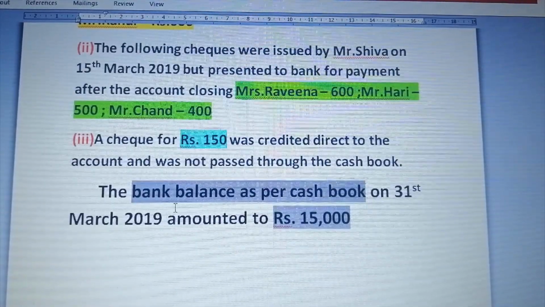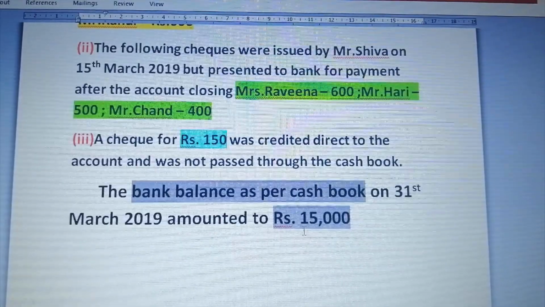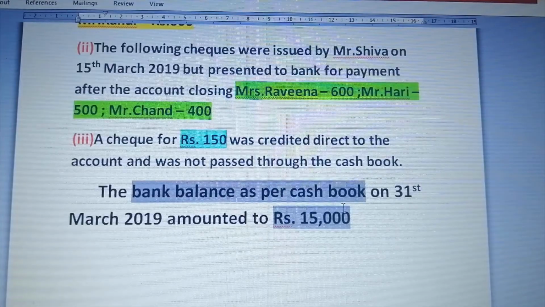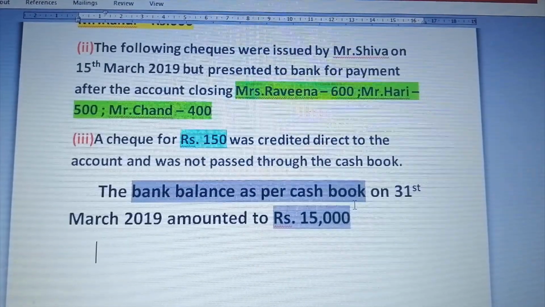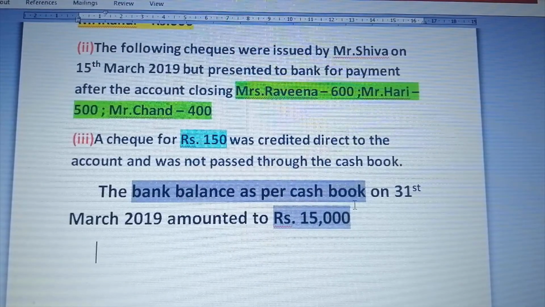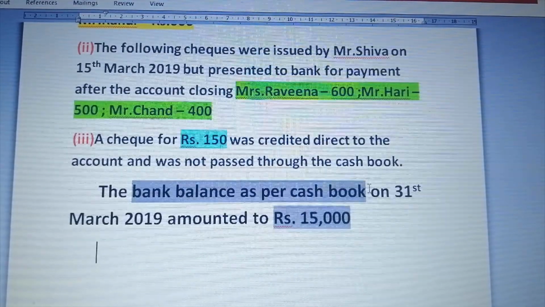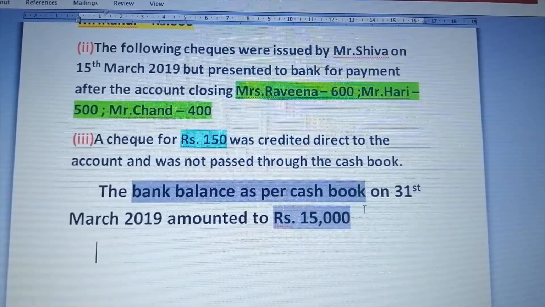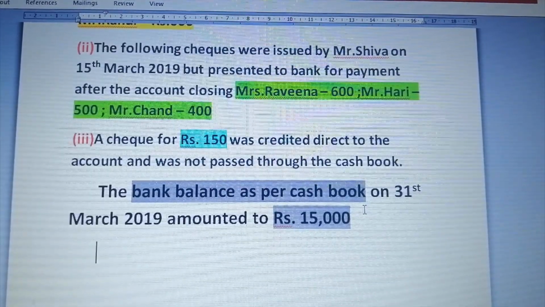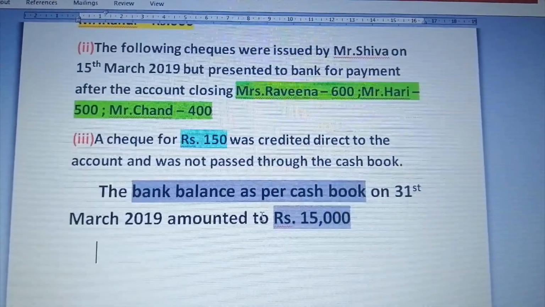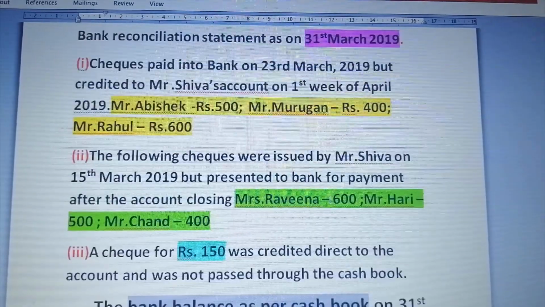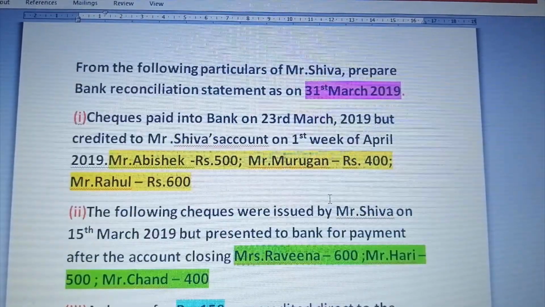Here, the bank balance as per cash book is given as a base. So, we need to find out the bank balance as per passbook. When bank balance as per passbook is given, we have to find out the bank balance as per cash book. Okay. So, in this case, in order to find out the bank balance as per passbook, few transactions are to be added back to this bank balance as per cash book and few transactions are to be deducted. Now let me explain the transactions one by one.